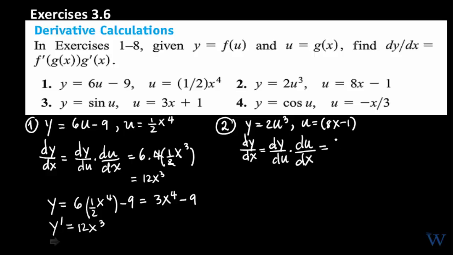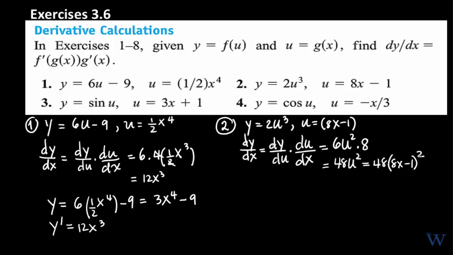So that's equal to 6u squared times, now that's dy by du. You see how you take the derivative of y with respect to u just by power rule, with a constant multiple of u cubed. And then we multiply by du by dx, the derivative of u with respect to x. It's actually 8 minus 0, which is 8. It's going to be 48u squared. And then apply what u is. It's 48 times, what is u? 8x minus 1, whole thing squared.